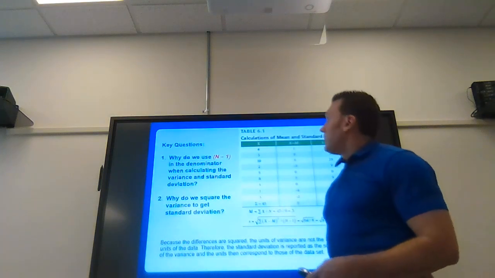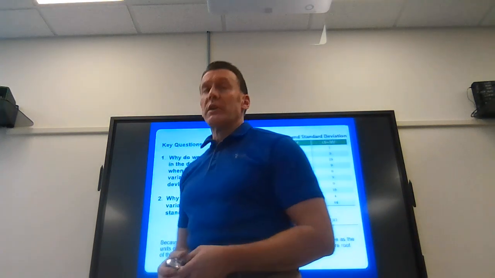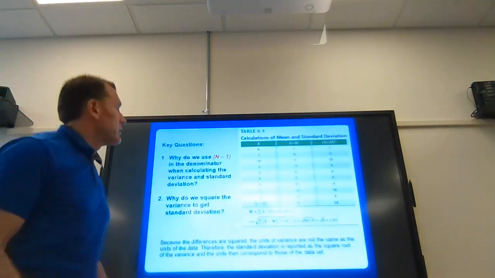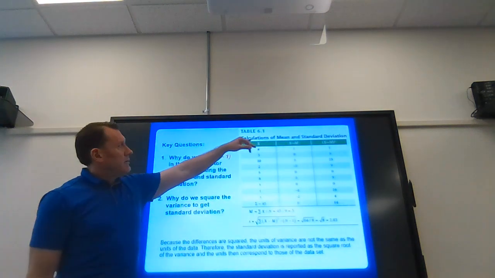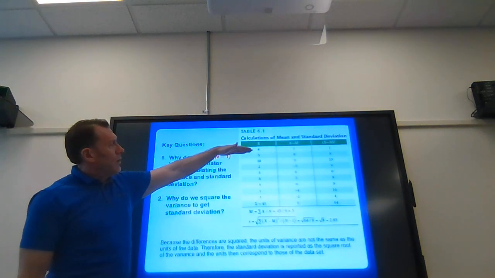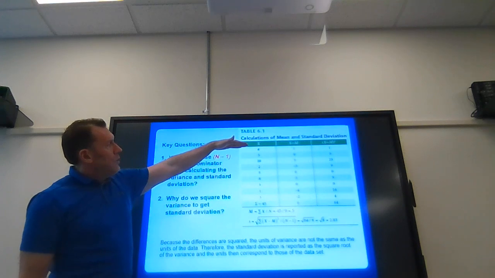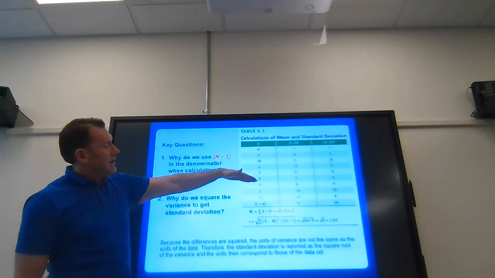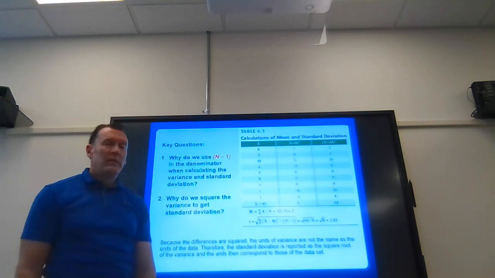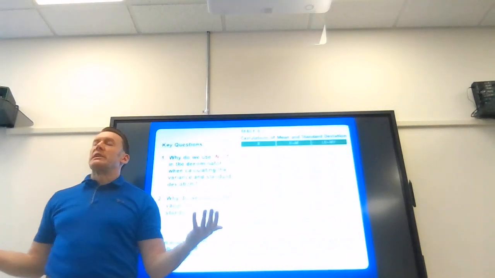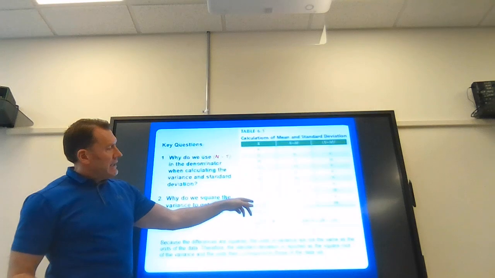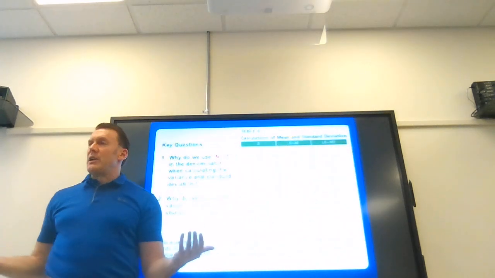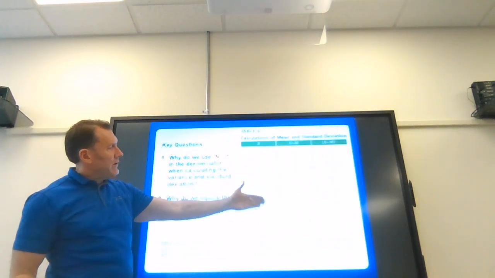Okay, so here's an example, table 6.1 from your textbook. We have a group of scores, and each of these represents a score. So we have 1, 2, 3, 4, 5, 6, 7, 8, 9. You add up all those scores together, and you have this Greek symbol here that means sum. So you sum all those scores together and you get 45.